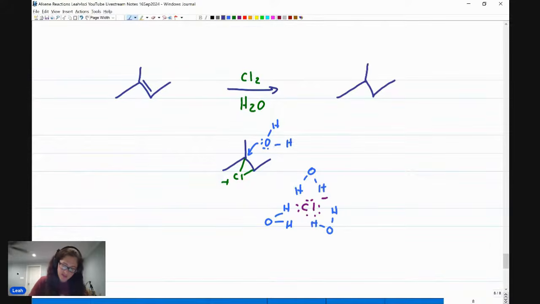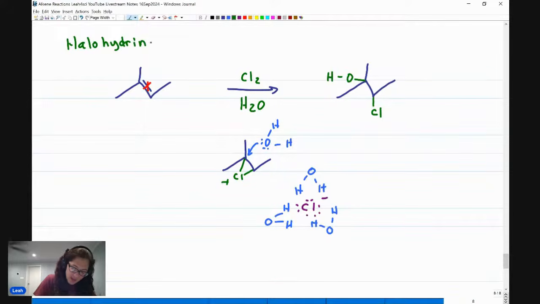We redraw the skeleton. The shortcut is you break the pi bond. You break the pi bond. You put the halogen on the less substituted carbon. You put the incoming nucleophile minus one hydrogen atom. So instead of H2O, it's only H1O, an OH like that. And you get what is called a halohydrin, where halo tells us we have a halogen and hydrin is the OH group from water.